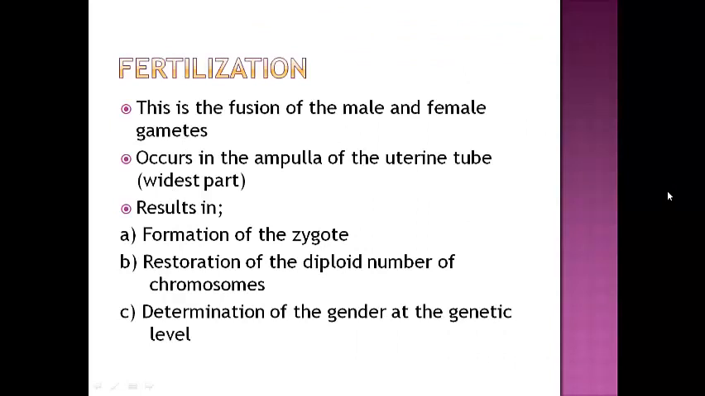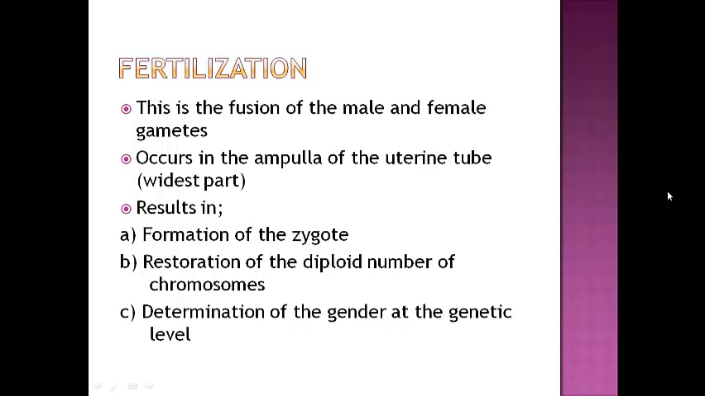Now, the second event of the first week of development is fertilization, which at this point we all know is the fusion of the male and the female gametes. This has come up before, but let's just say it again. It occurs in the ampulla of the uterine tube, which we've already mentioned is the widest part of that organ. Now, fertilization has certain results. Once this process happens, there are certain changes that take place.